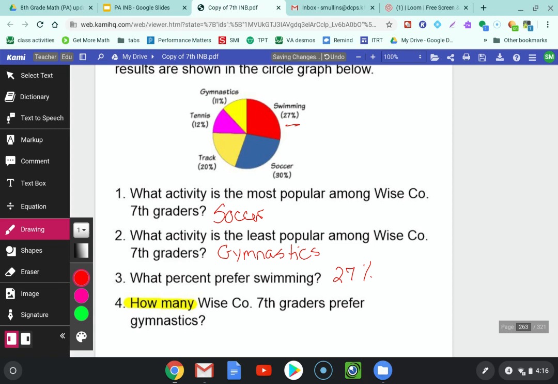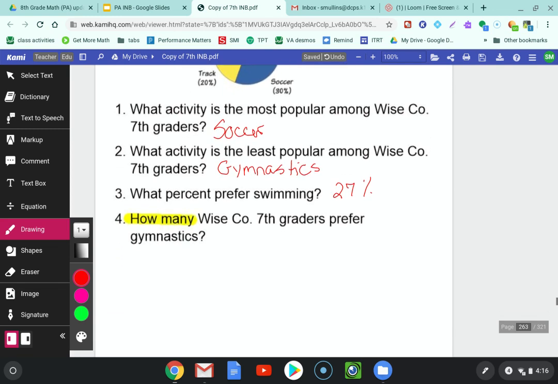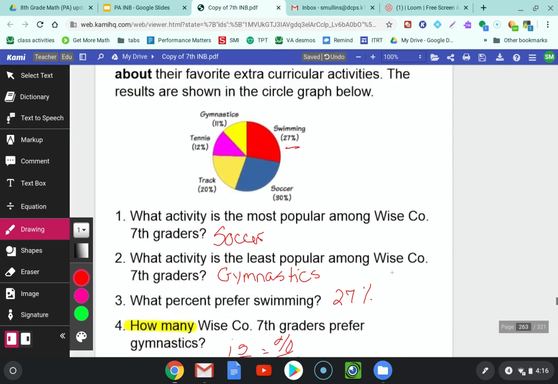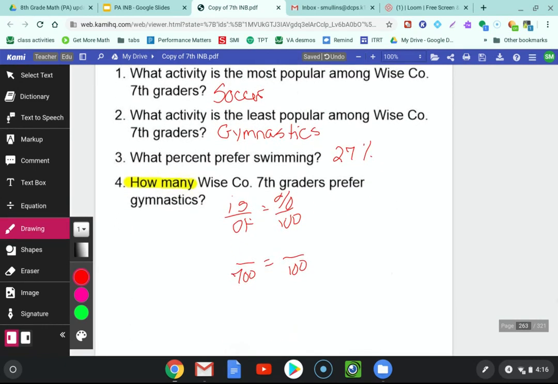Then how many Wise County seventh graders prefer gymnastics? So I had that how many, so we're going to have to use that is over of is percent over 100. Okay, so we know it was a total of 700 seventh graders. So that total goes on the bottom. We know 100's always here. And gymnastics was 11%, so that goes in the percent place. And then we have X.